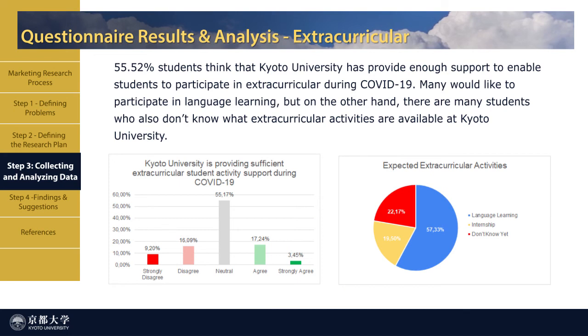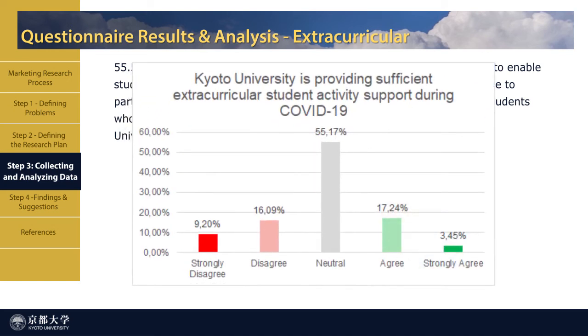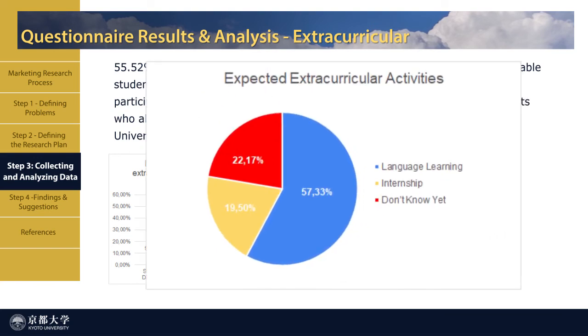The next aspect that we are going to see is whether Kyoto University has provided sufficient support for students to conduct extracurricular activity during this COVID-19 situation. 55.52% of students think that Kyoto University has provided enough support to enable students to conduct extracurricular activity. They do realize they might have limited interactions considering these situations. However, if given the chance, there are several activities that they would like to participate in. The majority would like to participate in language learning and internship or part-time job activities.